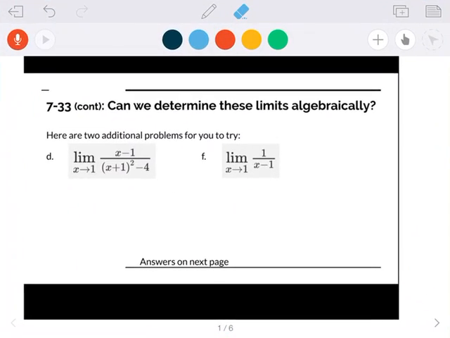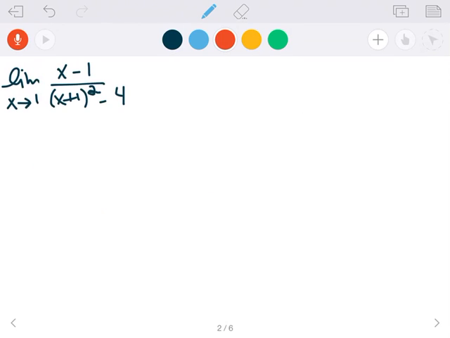All right, so we are going to review why we got the answer of 1/4 for D and does not exist for F. We're going to start by looking at problem D. And we have this function, the limit as x approaches 1 of this function.